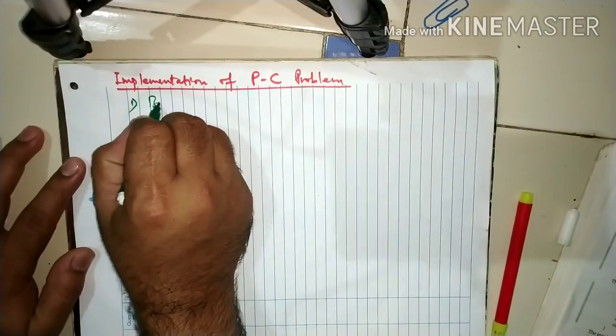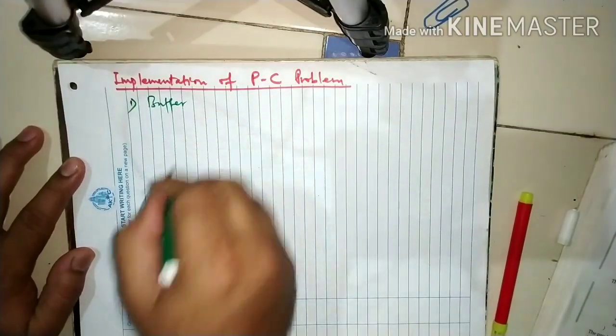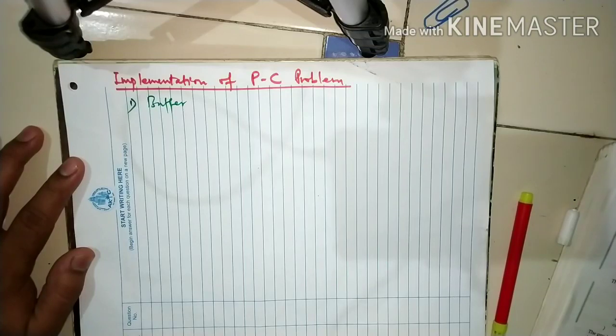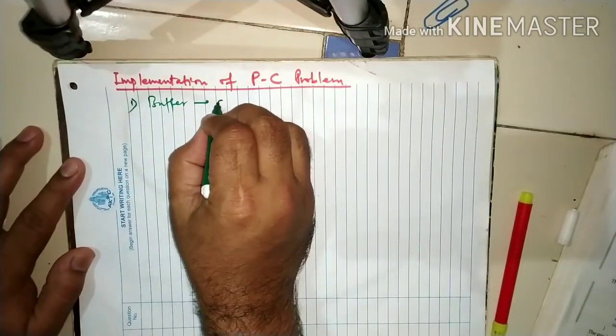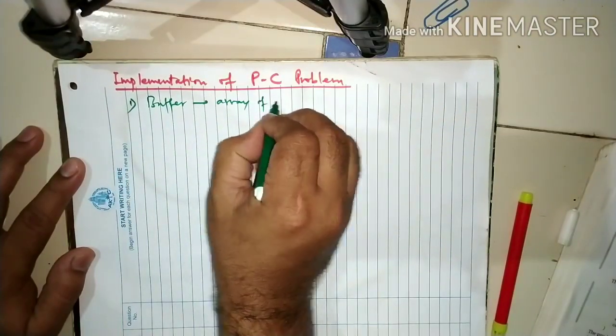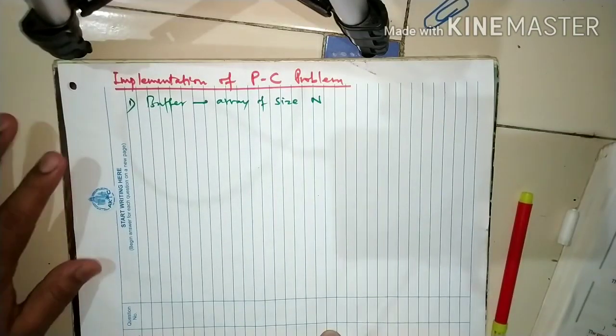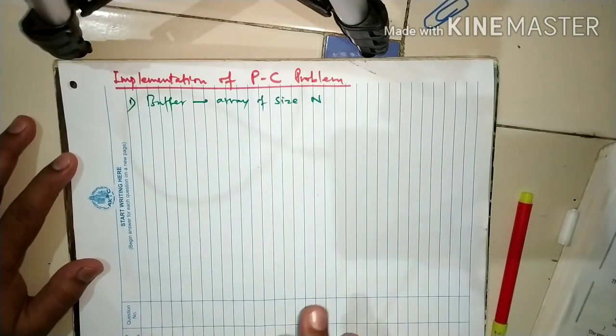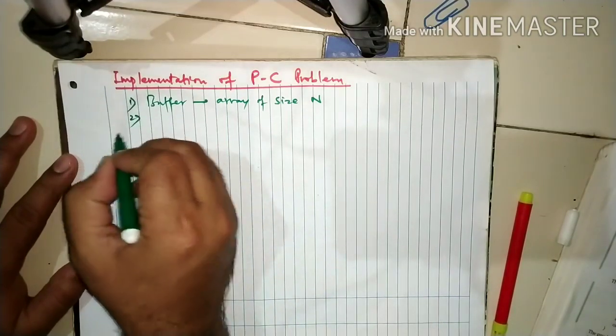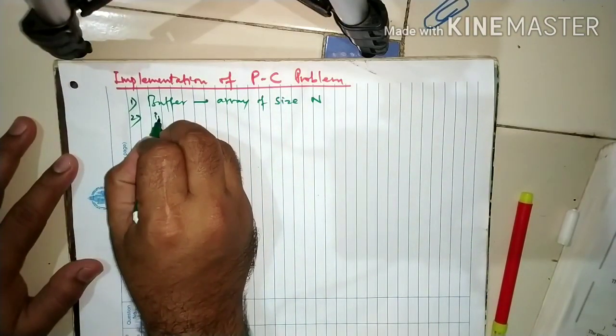The first one is the buffer, because we have a buffer between producer and consumer, which is of fixed size. The buffer is an array of size n. So n will be the size of the buffer, whatever size is given by the user or the system. Number two, we have the variable in.